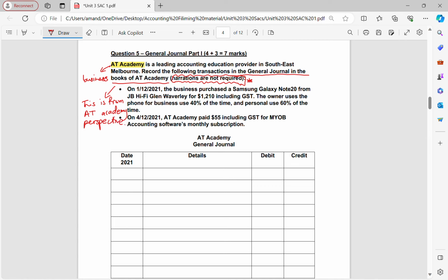All right. On the 1st of 12th, 2021, the business purchased a Samsung Galaxy Note 20 from JBI5. So maybe we can just highlight the date. Samsung Galaxy Note from JBI5 for 1210, including GST. The owner uses the phone for business use 40% of the time and personal use 60% of the time.